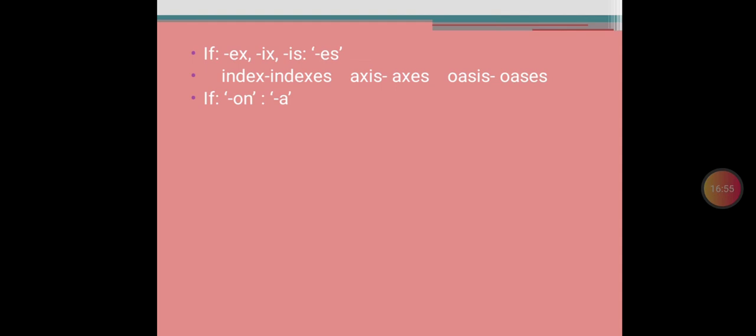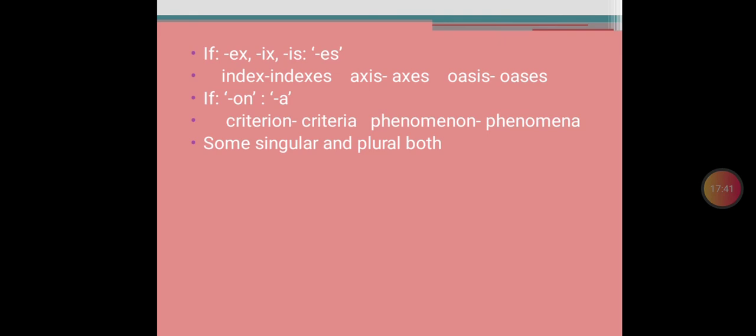If the word ends with on, then for plural we have to add a. Spelling also changes a little bit. Criterion, on is removed. For plural, a is added. Criteria. This is also a word we always hear. We always say, what is criteria? Actually, we should say, what are criteria? Criterion is singular. Same way, phenomenon, phenomena. So that is plural form.